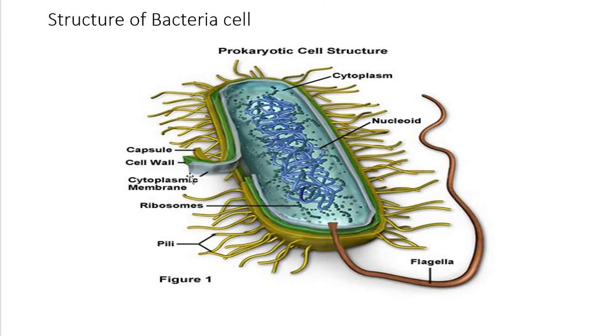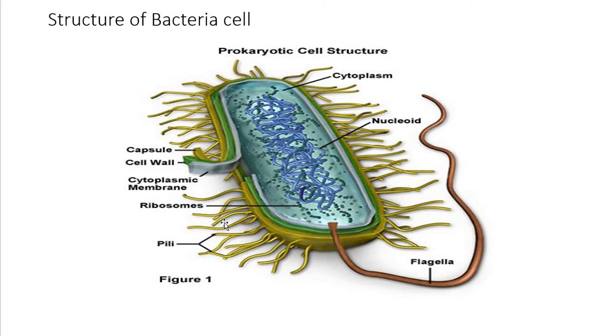This is the cytoplasmic membrane, or we can say the plasma membrane, the cytoplasm, and the nucleoid. This is the irregular shaped nucleoid we can see here, and pili-like structures. Here outside the capsule we find some hair-like structures. These are called pili.